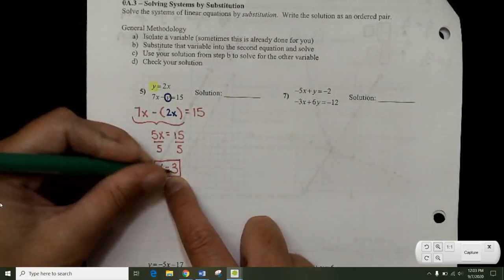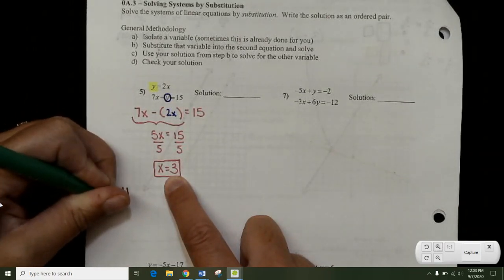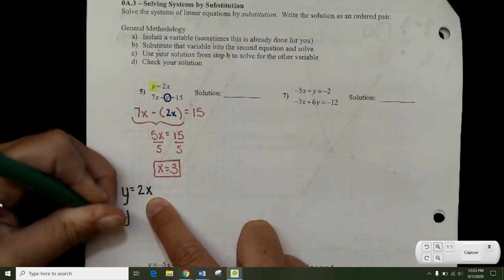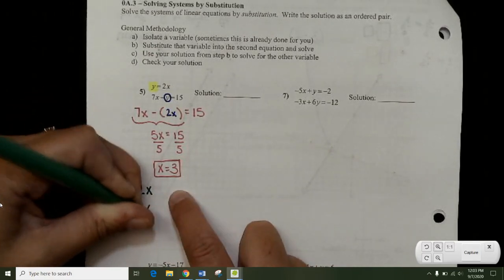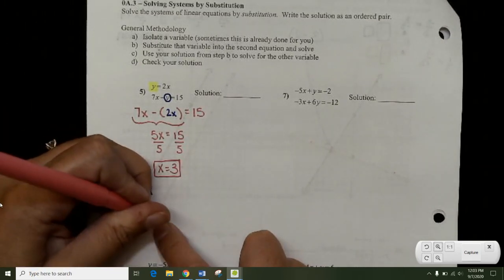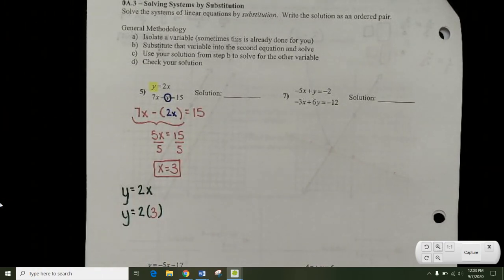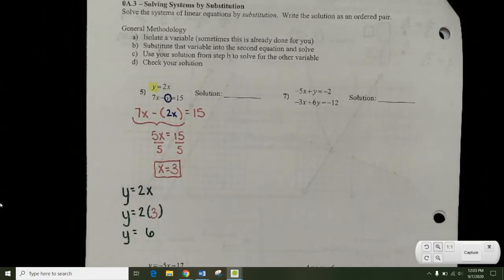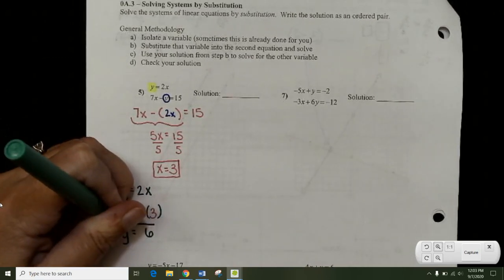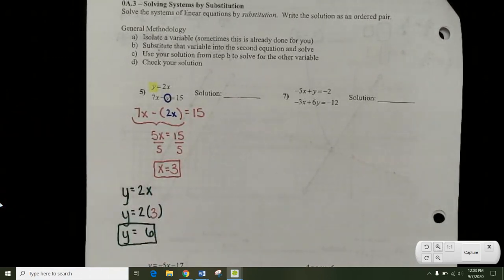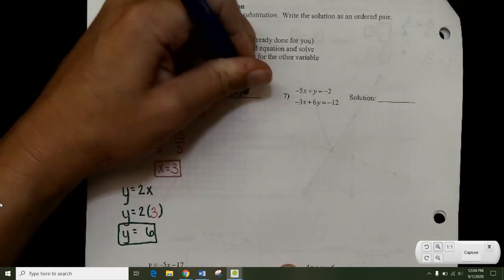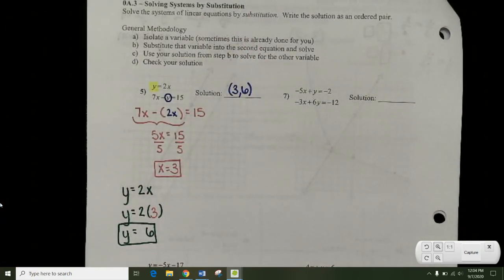So I'm going to take x equals 3 and I'm going to sub it into y equals 2x. So instead of 2x, since x equals 3, I can say y equals 2 times 3. And now I know y equals 6. So my solution is 3, 6. I always write that solution as an ordered pair.